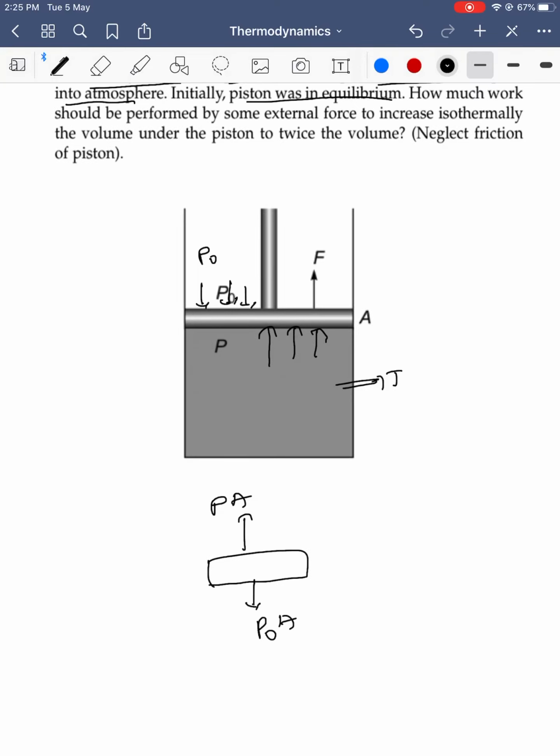Initially, I am writing Pi for the initial pressure in the gas. It is in equilibrium, so net force is equal to 0, upward force is equal to downward force, so Pi is equal to P0 initially.